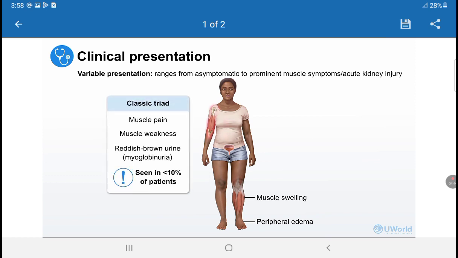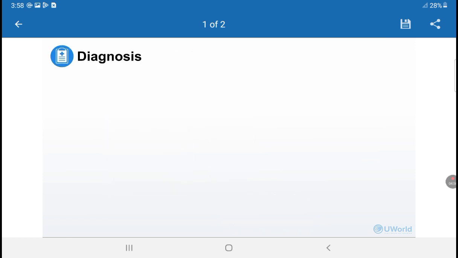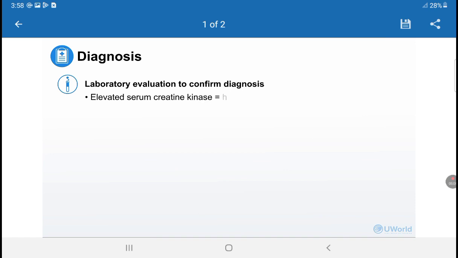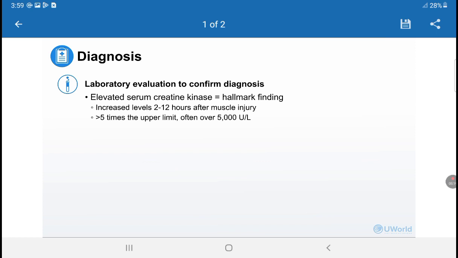Since the characteristic triad of rhabdomyolysis is not always present, a high index of suspicion should be maintained in patients with known risk factors for the condition. The most reliable method to confirm the diagnosis is laboratory evaluation. An elevated serum creatine kinase level is a hallmark of rhabdomyolysis and the most sensitive laboratory finding. Levels begin to rise within 2 to 12 hours following the onset of muscle injury and are usually greater than 5 times the upper limit of normal.